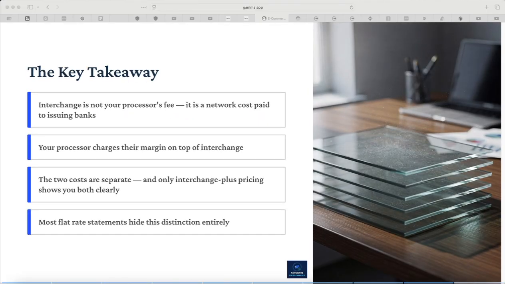Now here's the one thing I want you to walk away with from this video. Interchange is not your processor's fee. It is a network cost that goes directly to the bank that issued your customer's card. Your processor's fee is whatever they charge on top of interchange, and that is the number that is actually negotiable. Most flat rate processing statements do not show you this distinction at all. Everything gets bundled into one line item, and you have no way of knowing what the underlying cost was or how much margin your processor kept. Interchange Plus pricing separates the two costs completely, and that transparency is what gives you real leverage as a merchant.